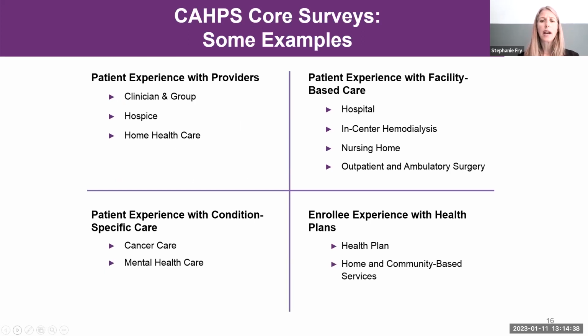This slide shows some examples of CAHPS core surveys. CAHPS surveys ask about patient experience with providers, such as medical groups and practice sites. These are the surveys shown in the upper left quadrant. Other CAHPS surveys ask about patient experience with care delivered in facilities, including hospitals, dialysis centers, and nursing homes. That's your upper right quadrant. And there are also CAHPS surveys that ask enrollees about their experience with health plans and related programs, and ask about patient experience with care for specific healthcare conditions. All of these surveys and related documentation are available on the AHRQ CAHPS website, or we have links to the various places where you can access these various surveys and data.